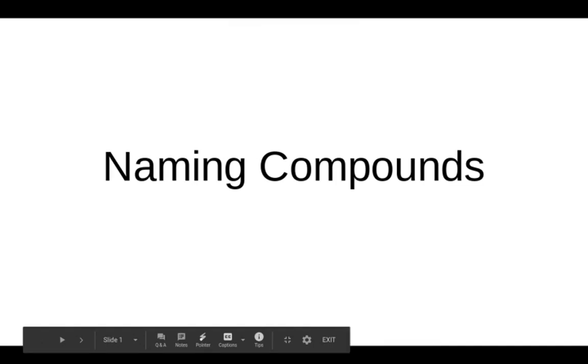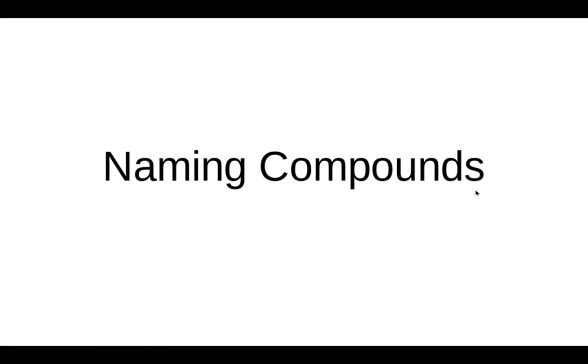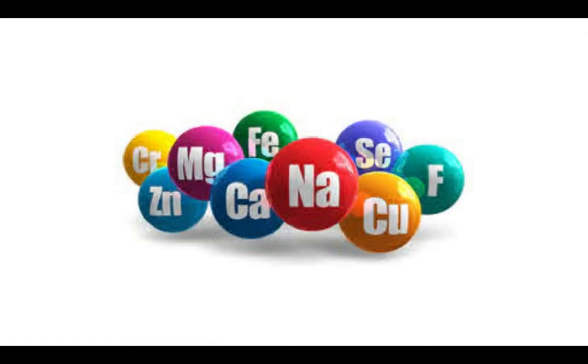So today we're naming compounds. Just to repeat, compound is compuesta. A compound is when you have two or more ions that are together and they make a new molecule. These are atoms, okay? And they are the symbols for the atoms. Here we've got copper, fluorine, selenium, sodium, calcium, iron, magnesium, zinc, and chromium. So these are separate atoms, but what happens when they join together?